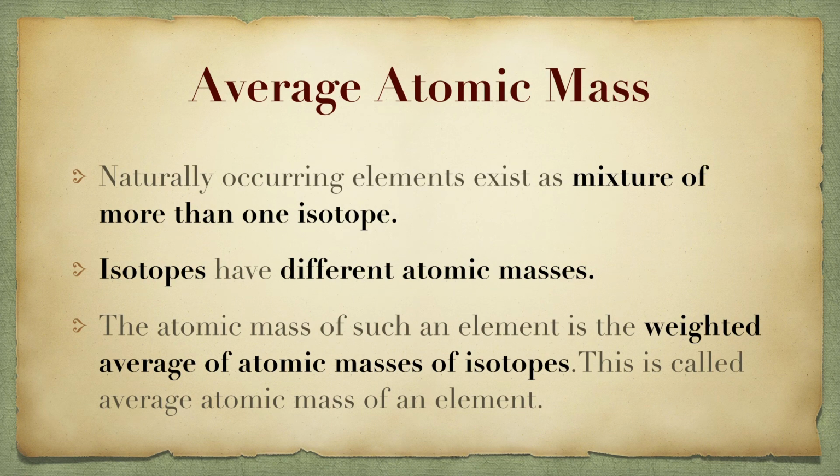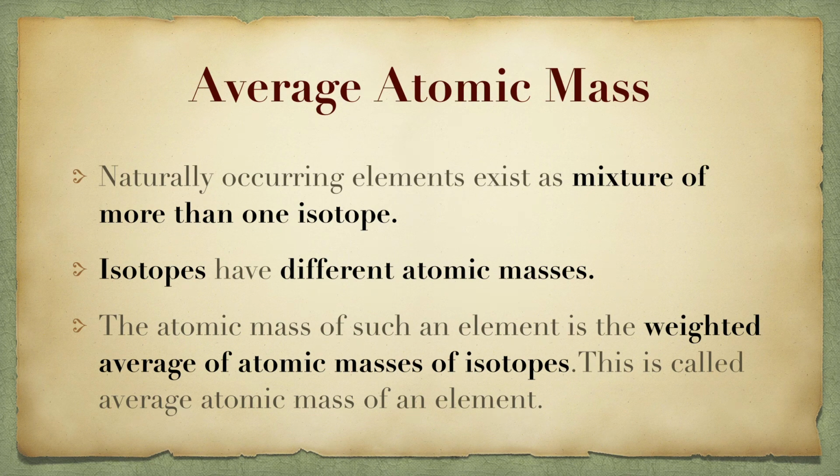Next we'll talk about average atomic mass. So what is average atomic mass? Naturally occurring elements exist as a mixture of more than one isotope. Isotopes have different atomic masses. Therefore, the atomic mass of such an element is the weighted average of the atomic masses of its isotopes. This is called the average atomic mass of an element. So for an element having isotopes, we take the average of the atomic masses of all the isotopes, and that will be the atomic mass of that particular element.